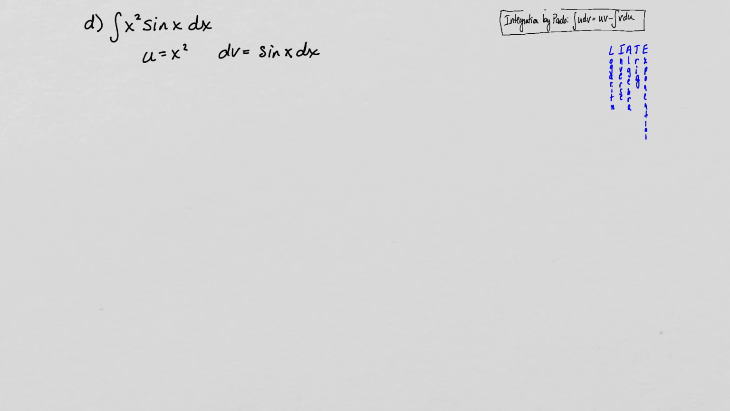Now, just like before, I'm going to find du and find v. The derivative of x squared is going to be du equals 2x dx. And v is going to end up being the integral of sine x dx, and the integral of sine x is minus cosine x. Questions?